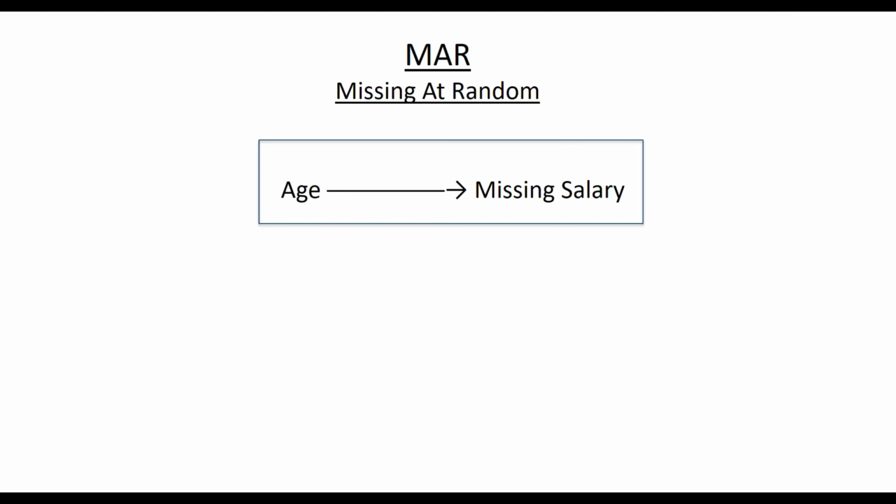The second type is MAR or missing at random. Here the missingness of one variable depends on another variable that we can actually observe. For example, suppose we have a survey asking people about their income. We notice that younger people are more likely to leave the income field blank. Here the income is missing, but the missingness is related to age, and the age is something we can observe. So the missingness depends on an observed variable. This is called missing at random or MAR. This is more complicated than MCAR, but we can often handle it using information from the other observed features.